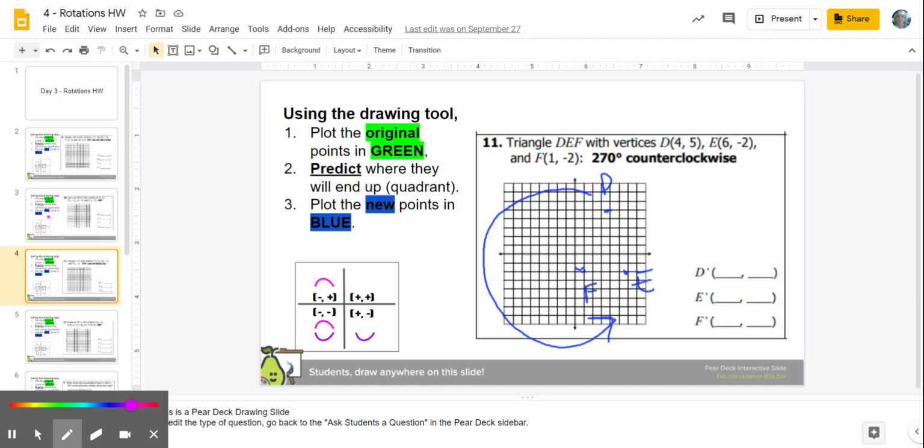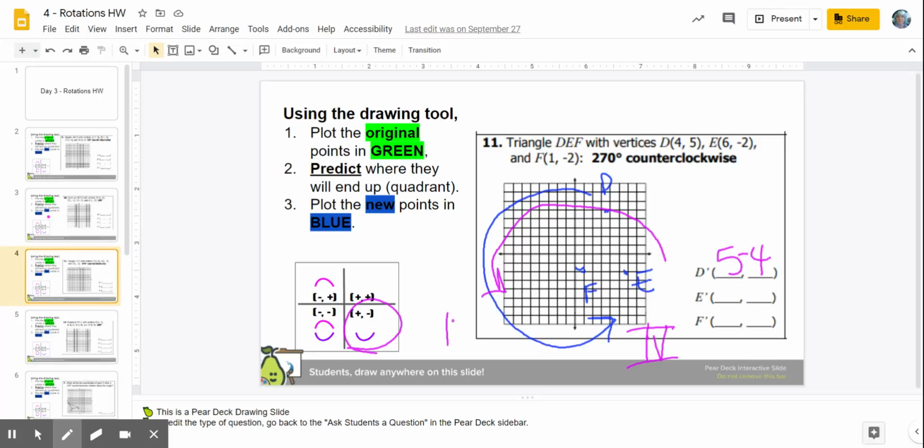So we're going to have to switch these, and then switch them back so they don't move, and then switch them one more time. So that's 5, 4, and we know it's landing in quadrant 4, which is positive, negative. So the 4 is negative. Okay, that's how I'm thinking through these. E goes 1, 2, 3 quadrants to here. So that's quadrant 3, which is negative, negative. So E is going to switch and be 2, 6, and negative, negative.